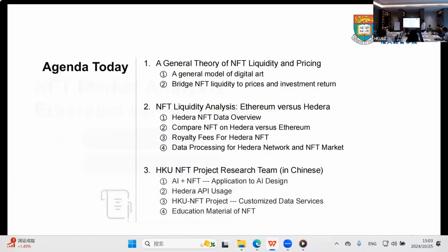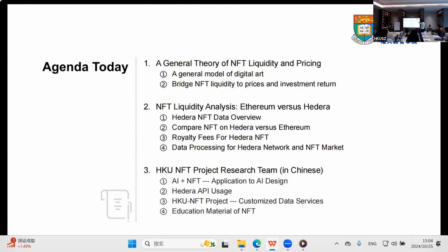So here's our agenda. For the first half, I will spend probably 5 to 6 minutes talking about a general theory of NFT liquidity and pricing. If we look at the stock price, which is very straightforward stock liquidity, every minute, every second, we get a price. But how should we think about the trading of a non-fungible token, or the trading of art pieces?